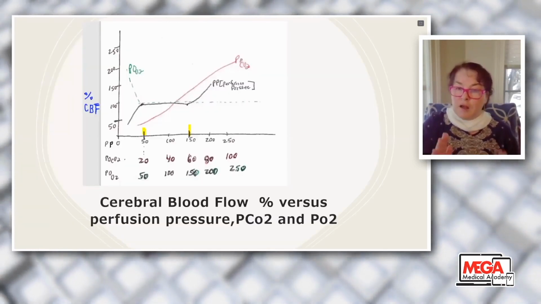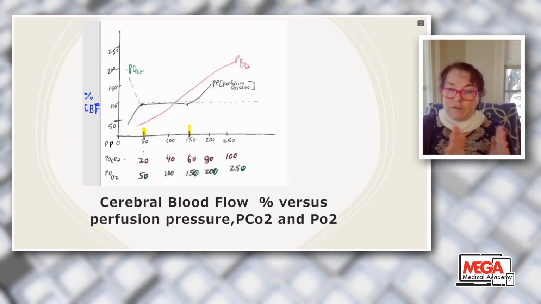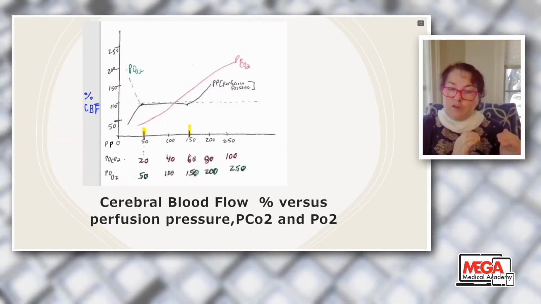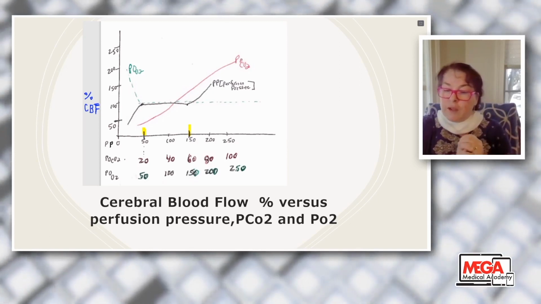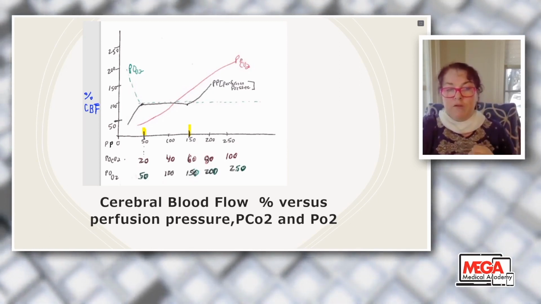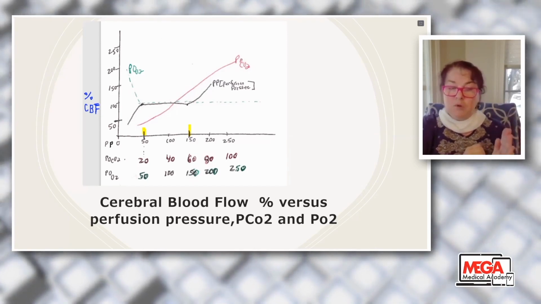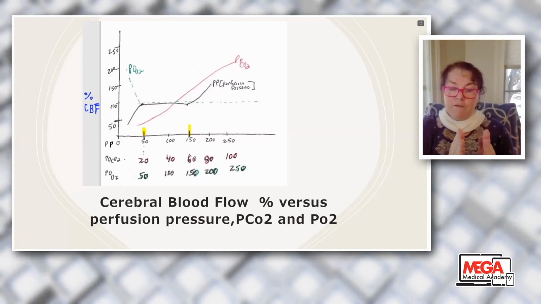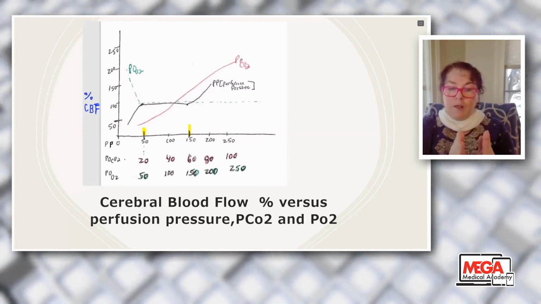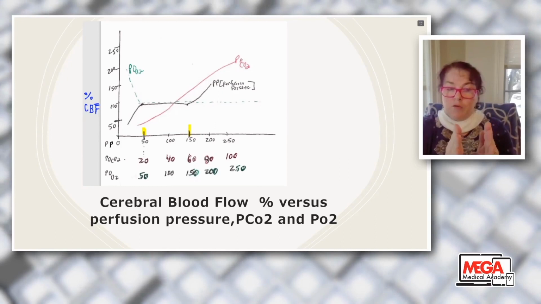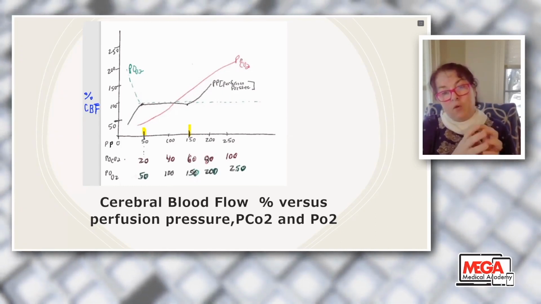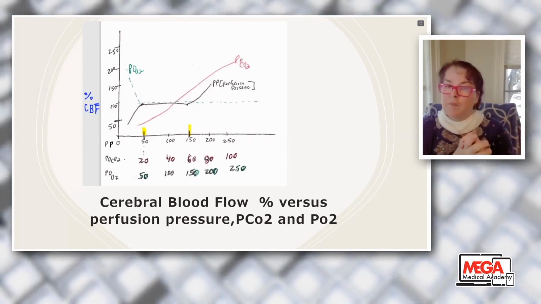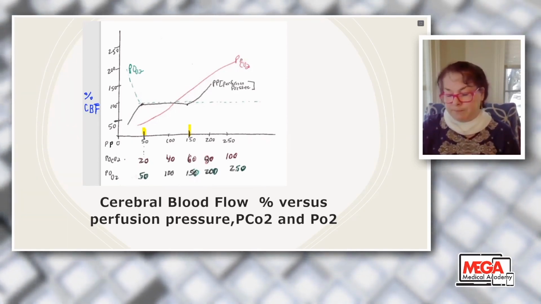This is kind of a schematic of all those things we just talked about: cerebral blood flow percentage versus your perfusion pressure versus your PCO2 and your O2. So cerebral blood flow is on the left side. I wrote that in blue. And then all the pressures are along the bottom. I highlighted 50 to 150 because that's the perfusion pressure that will give a normal cerebral blood flow. And this is another graph that pops up in tests and things. It's just a nice schematic to remember how these all work together.